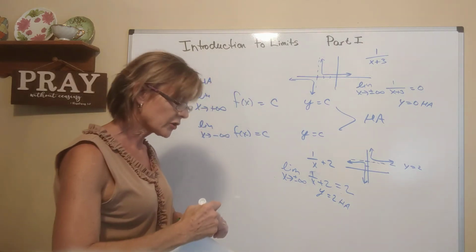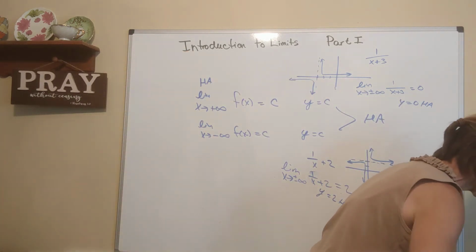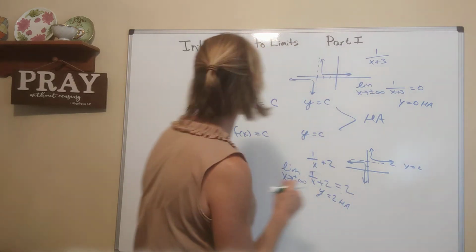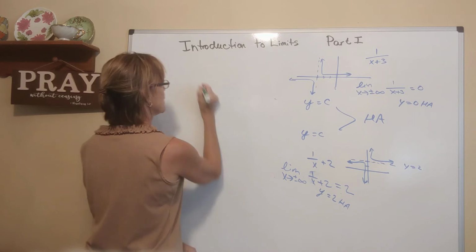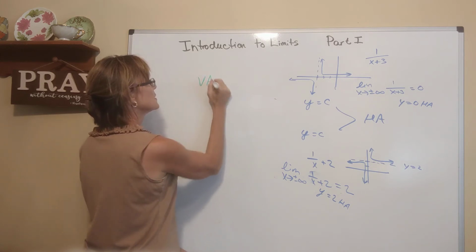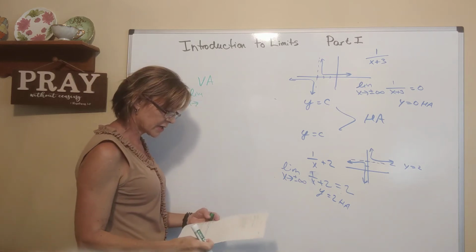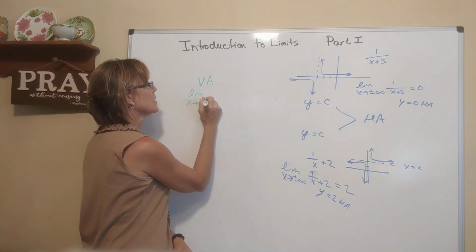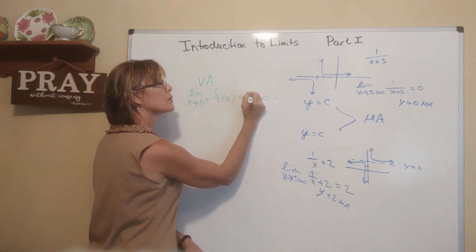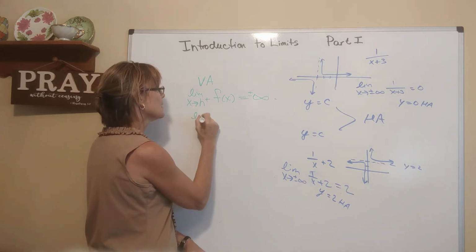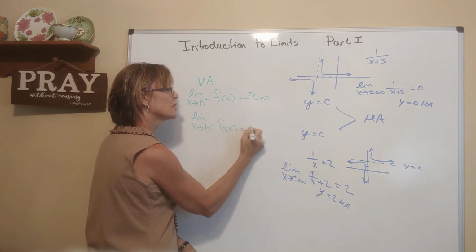Now let's look at what the vertical asymptote definition is. That was horizontal. Let's look at vertical. Vertical asymptotes say the limit as x gets close to some value, what did they use? They used h. Okay, we'll say h from the right, it goes to infinity, either plus or minus infinity. And the limit as x goes to h from the left goes to plus or minus infinity.